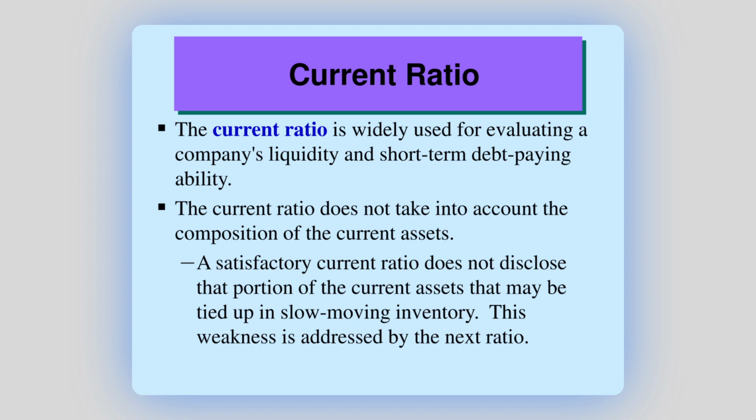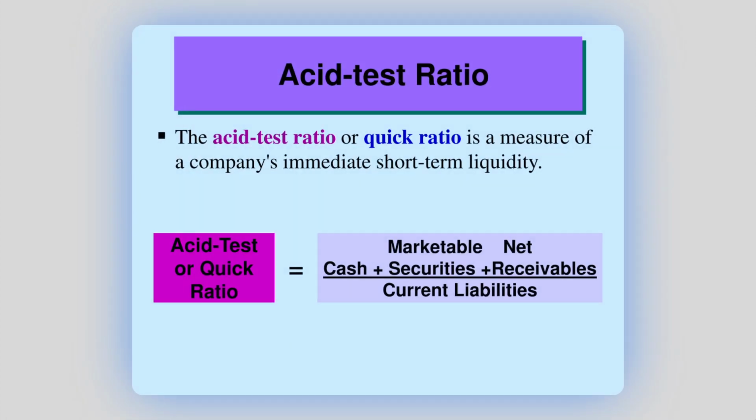Kaya lang, what if you have slow-moving inventory? What if you have enough supplies or prepaid? And this is the weakness addressed by the current ratio. That's why very important is what you call the acid test ratio. So what is the acid test ratio, or quick asset ratio? Ibig sabihin, it measures the company's immediate short-term liquidity.